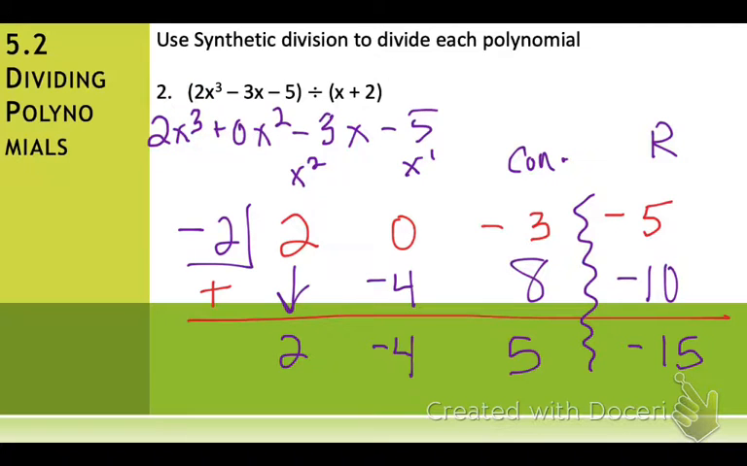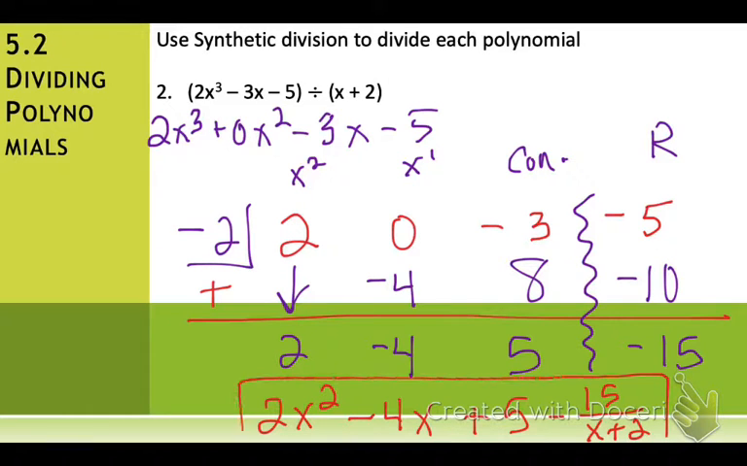All right, so my final answer, which I have to write out, is 2x squared minus 4x plus 5, and then it does have a remainder, so a fraction, minus 15 over x plus 2. Okay? There you go.